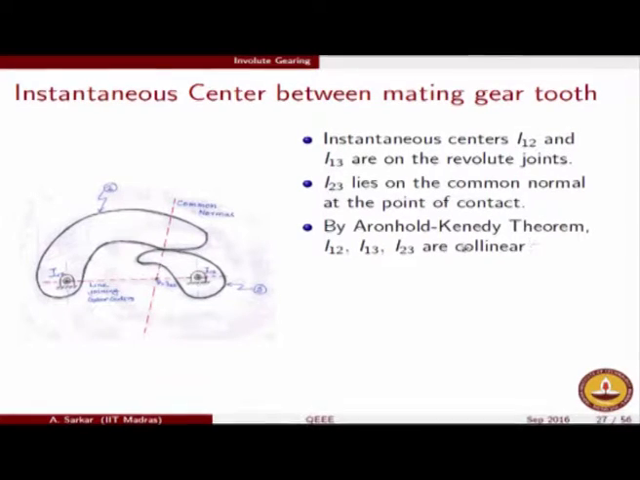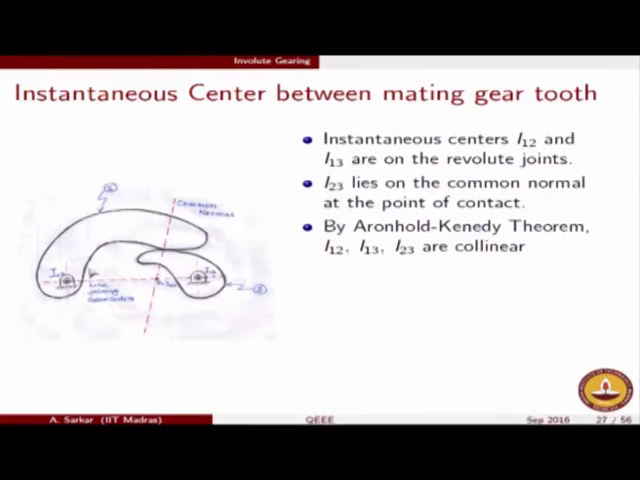But then we have the famous Aronhold-Kennedy theorem, which we learnt in mechanisms. The Aronhold-Kennedy theorem says that if you have three bodies, then the relative instantaneous centers between these three bodies will be collinear. So here we have an application of the Aronhold-Kennedy theorem, which demands that there has to be three bodies. Here too we have three bodies. The first body is obviously the frame, which is the stationary body, with respect to which all other motions are taking place. And we have two moving bodies with respect to the frame, which are body 2 and body 3. So definitely we have three bodies.